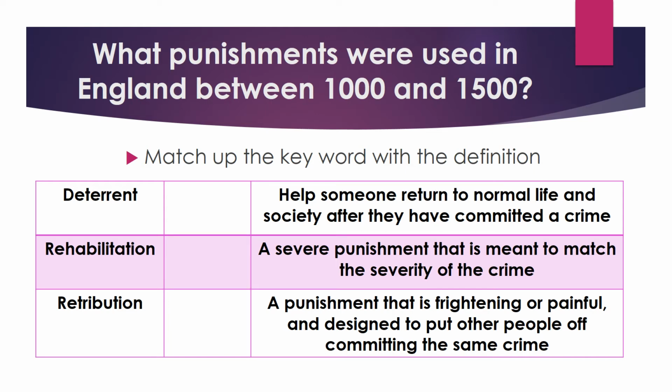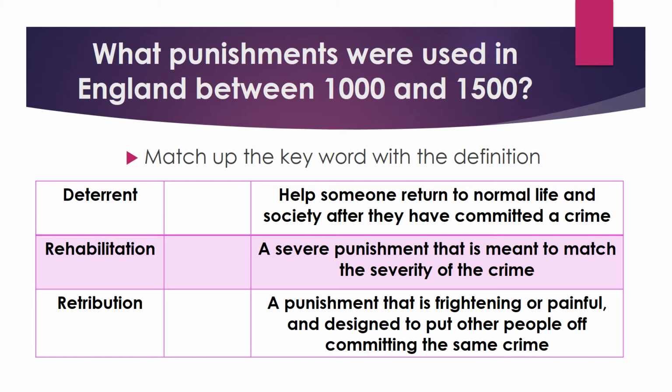This is the first video in the series of history videos about the crime and punishment topic. We are starting off with what punishments were used in England between the year 1000 and 1500. Before we get to looking at what punishments were actually used in this time period, we're going to think about the purpose of punishment. So why were these punishments used?